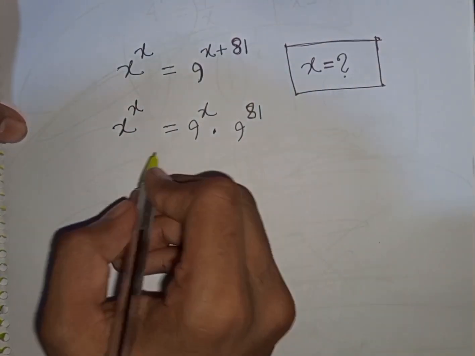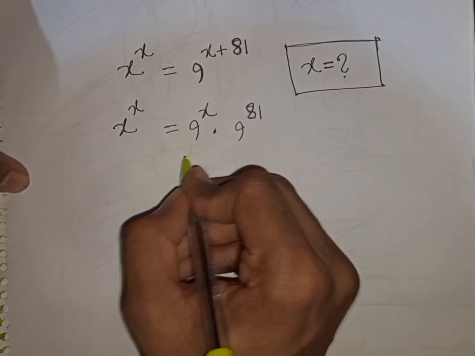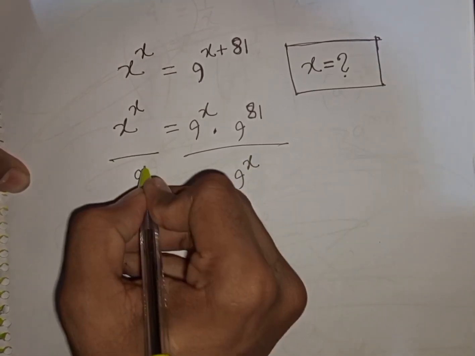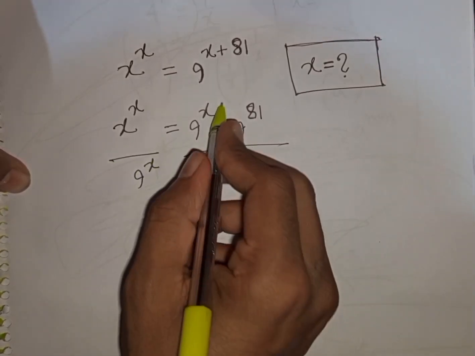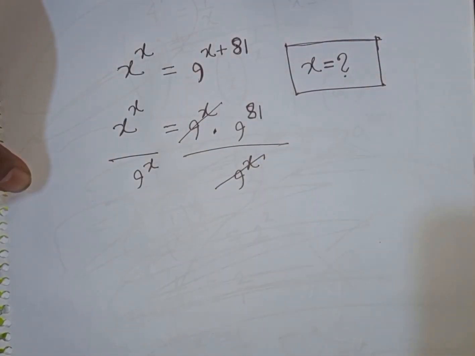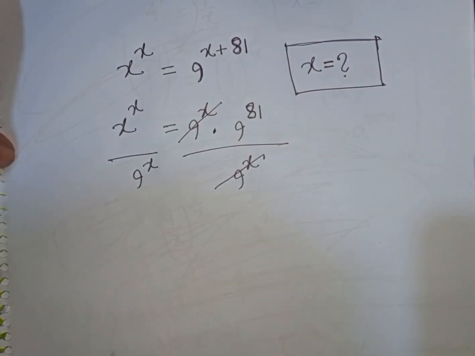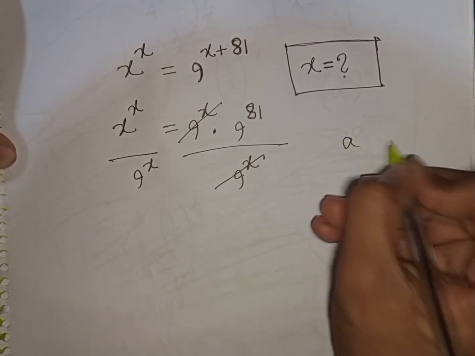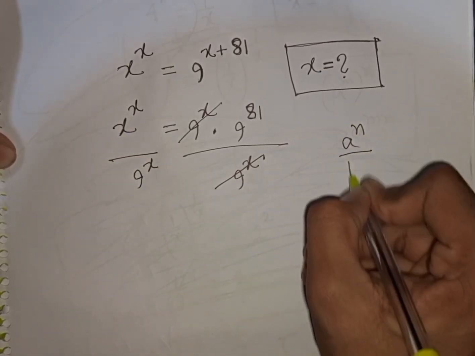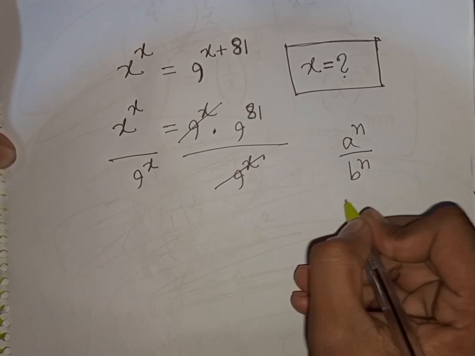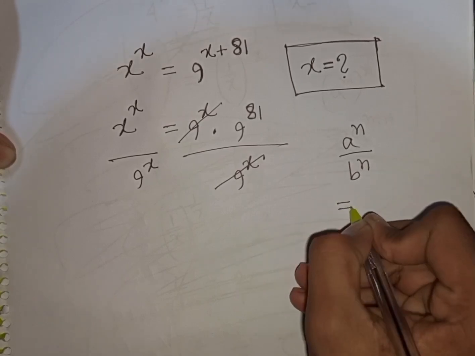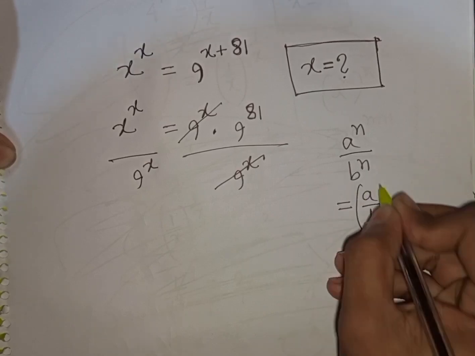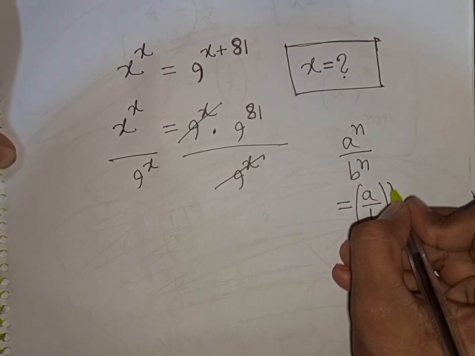Now we divide by 9 power x on both sides. So divided by 9 power x, divided by 9 power x. Now this 9 power x and this 9 power x will be cancelled. Now x has the same power but a different base. So remember this exponential rule that a power n over b power n is equal to a over b, then bracket common power n.